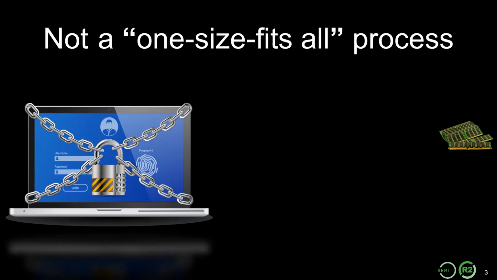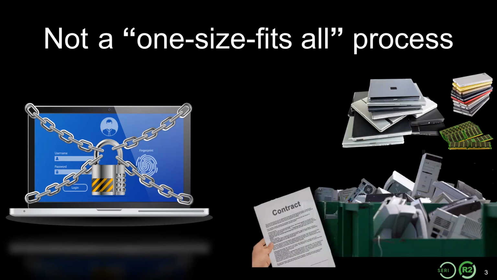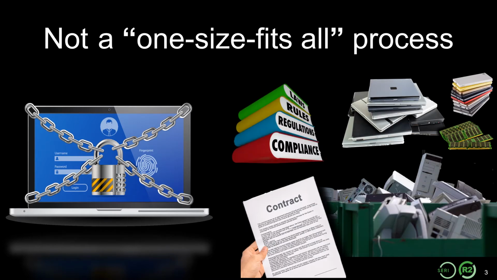Core Requirement 7 covers the process for securing data and data-containing equipment. It's important to understand that this is not a one-size-fits-all process. Three factors will dictate the methods necessary to manage data devices: the type of equipment, supplier requirements, and legal requirements.